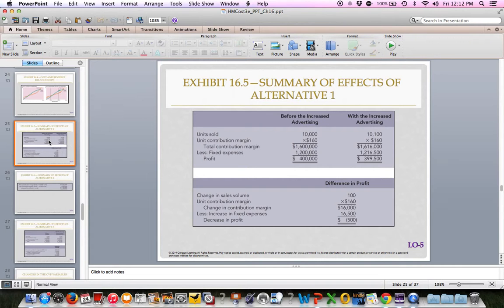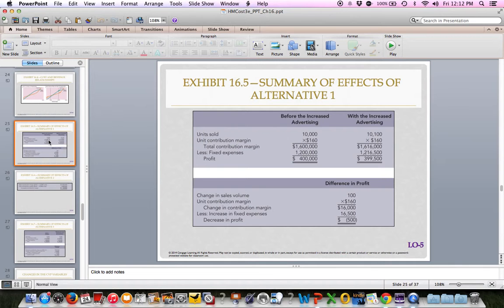And that's the nice thing about CVP: if you've got a pretty good handle on those relationships, you can play the what if game, and we can say, okay, if next year we do this extra advertising and we sell 100 more units, will we get more bang for our buck? Will that increase profitability, or will it decrease it? We don't know, but let's plug in the numbers and figure it out.